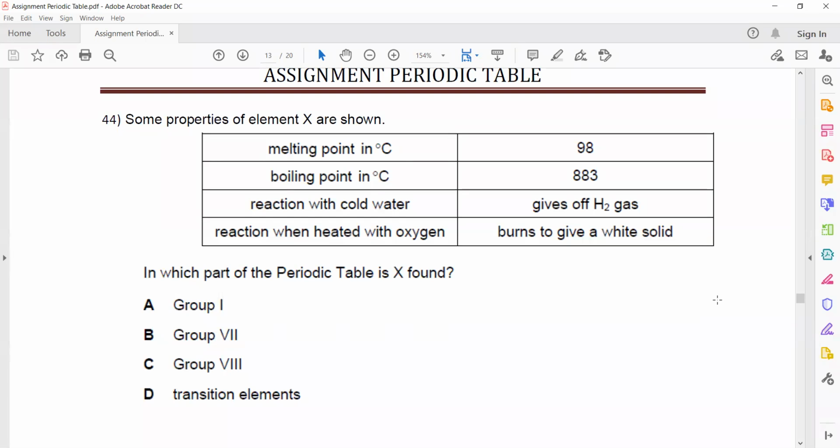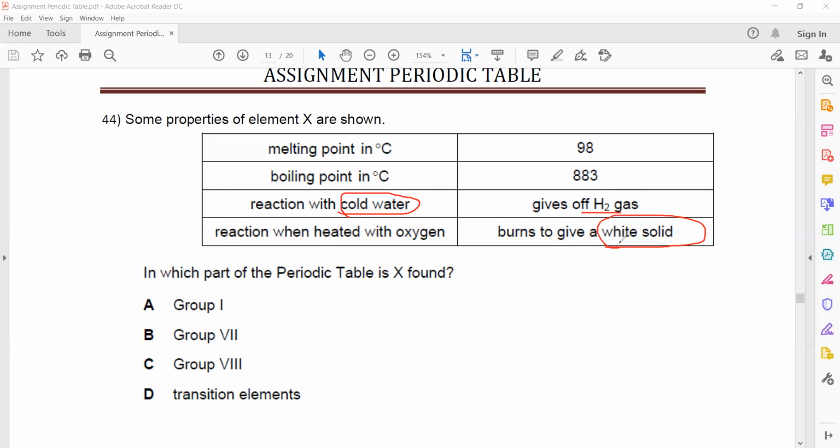Question 44. Some properties of element X are shown. In which part of the periodic table is X found? Melting point 98, boiling point 883. It reacts with cold water to give hydrogen, and when heated with oxygen it burns to give a white solid. Look, reacting with cold water and giving hydrogen means alkali metals can react with cold water and give hydrogen gas, and it is giving a white solid.